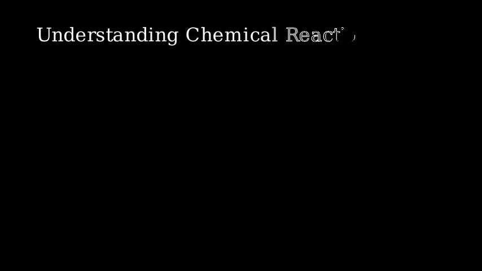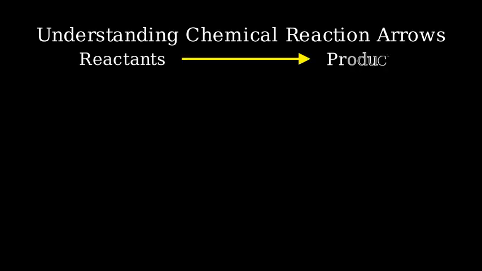Let's learn about what arrows mean in chemistry equations. In chemistry, an arrow shows us how a chemical reaction proceeds. The basic arrow points from left to right, showing that reactants on the left side transform into products on the right side. Let's look at a simple example.